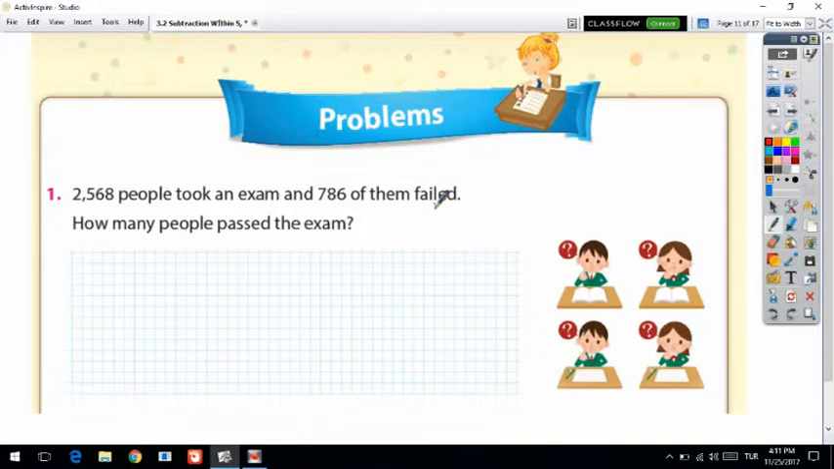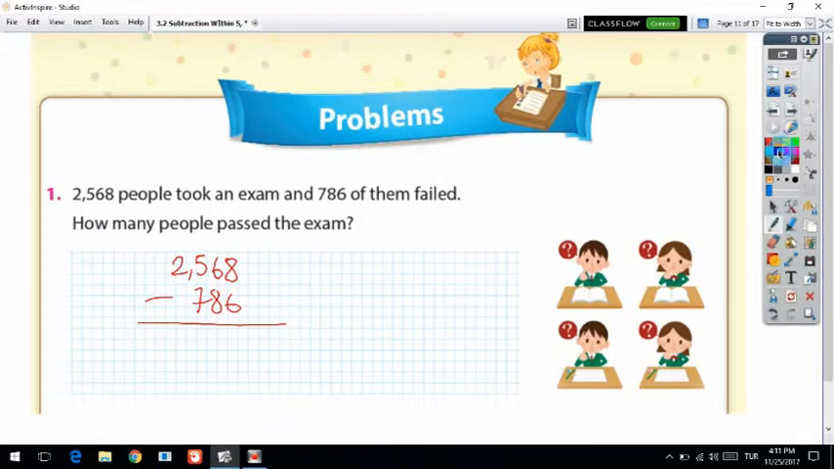If we have 25 students, 3 of them failed. How many students passed the exam? So you did subtraction, right? Also like that, you have to subtract 2 numbers. So write the bigger number first, 2,568, then 786. Then let's subtract them.